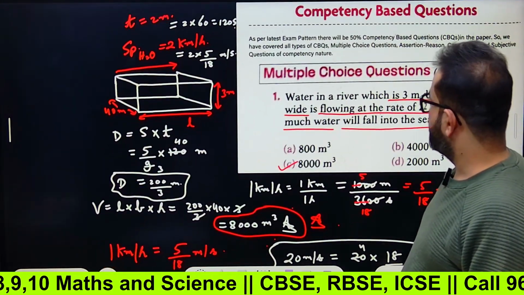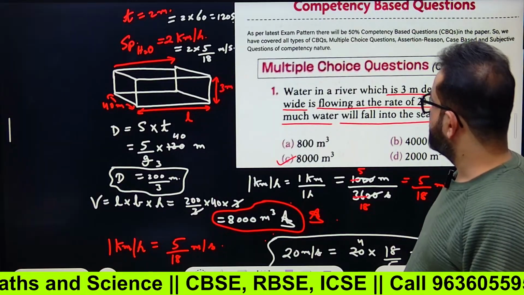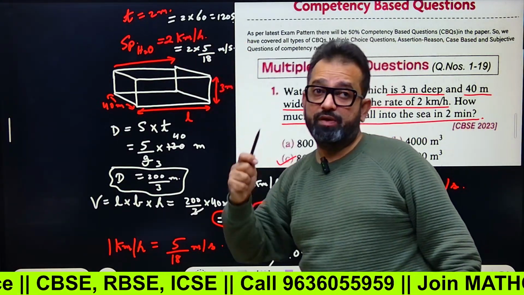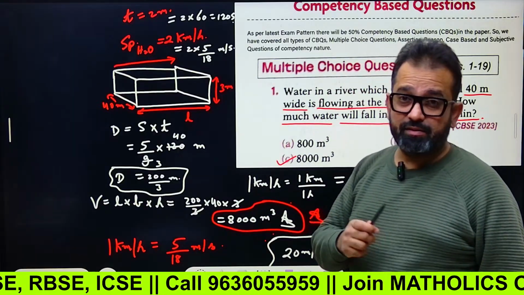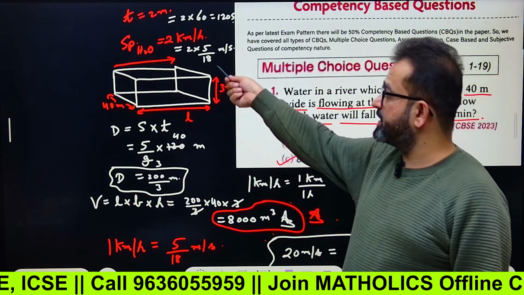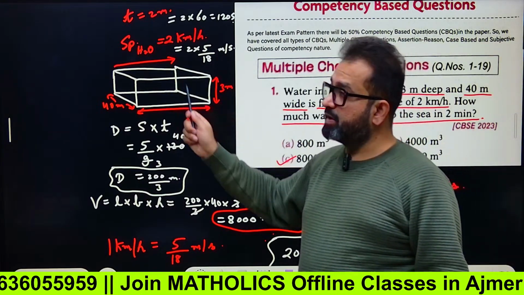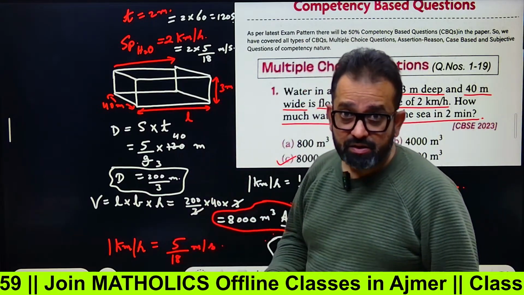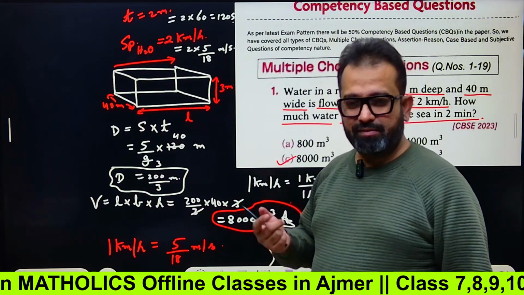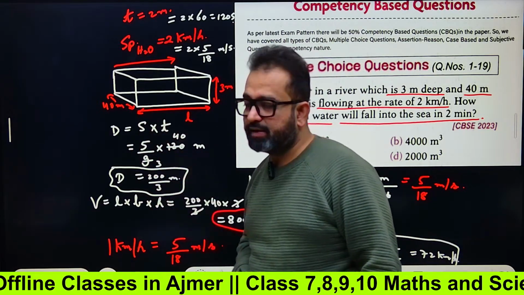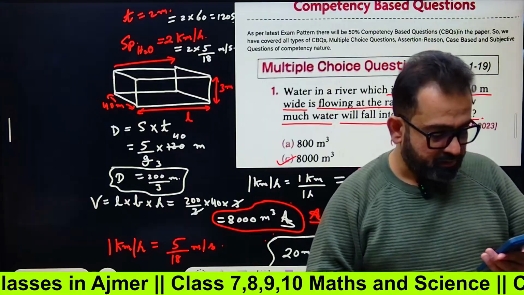Okay. Now, time you have to convert into seconds. Speed you have to convert into meters per second. How to convert? Kilometer per hour into meter per second, multiplied by 5 by 18. This is the conversion factor. Just L into B into H you have to find out, but you don't know the length. So how will you find the length? Yes, by using distance equals speed into time. Solve it and let me know if the answer is correct.